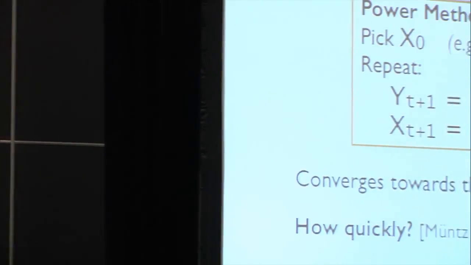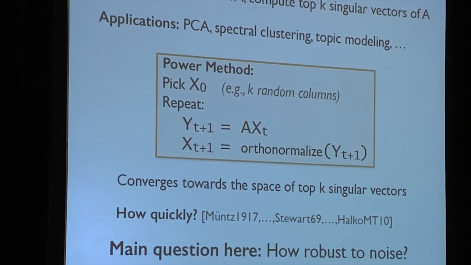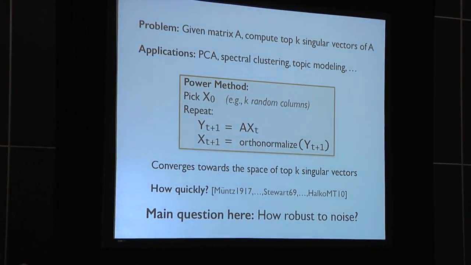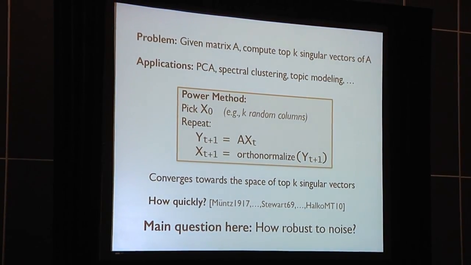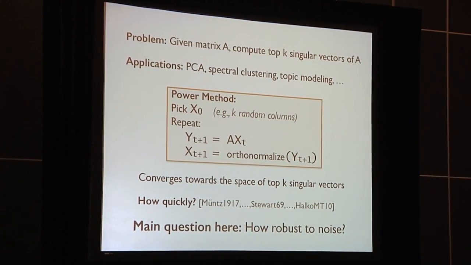The problem we consider is something you all know and are familiar with. Given a matrix A, you want to compute the top k singular vectors of A. That's, of course, the underlying optimization problem in a number of applications, such as PCA. And there's a wonderful classic method to do it called the power method, where you start with an initial matrix that has k columns, because you're computing k vectors, and sometimes they're chosen at random.